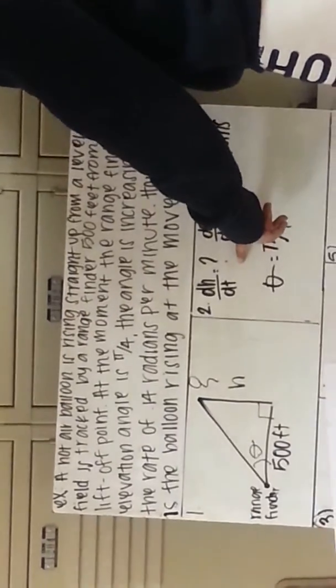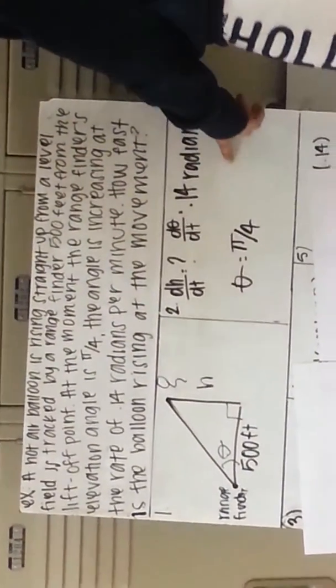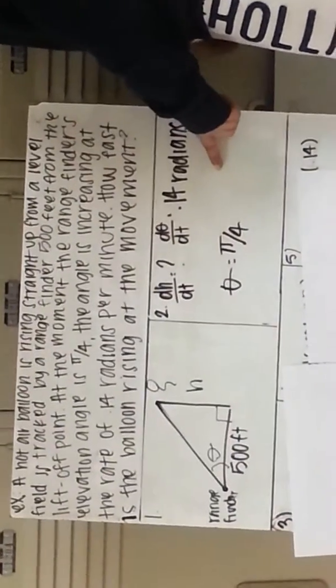So the second step in DREDS is related rates. From the question we found out we needed to find dh/dt, but we were also provided with dθ/dt, which is 0.14 radians per minute, and theta, which is pi over 4.